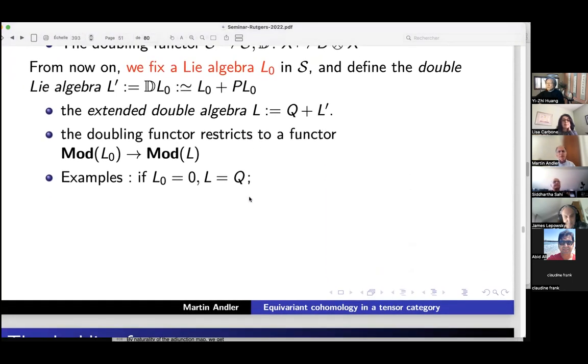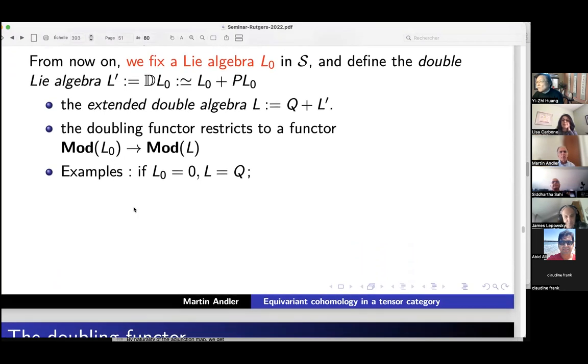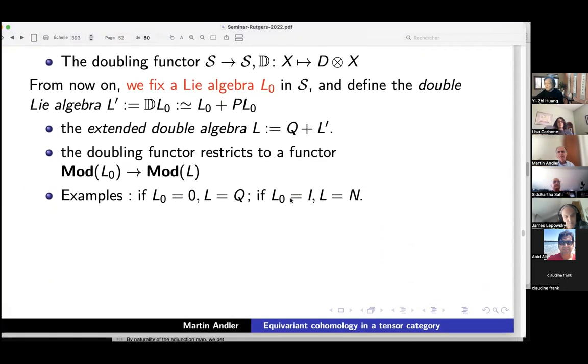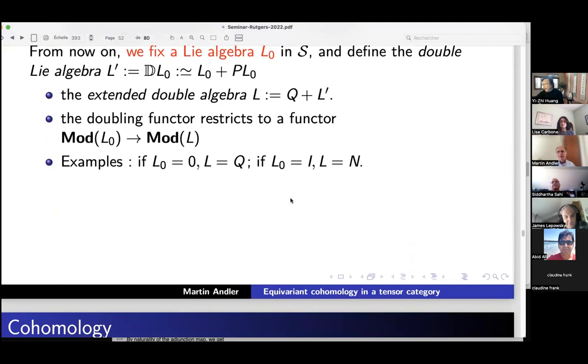So if I take L0 equal to zero, then L is equal to Q. So the doubling functor goes from the category S to the category of Q modules. The more interesting example is that if L0 is I, the abelian unit algebra, then L is actually equal to N, because L prime is I plus P, and then you add Q, so it's Q plus I plus P. It's very easy to check that this extended double algebra is a kind of, it's a horrible word, Heisenbergization of L0. It's a kind of Heisenberg, quote unquote, extension of L0.